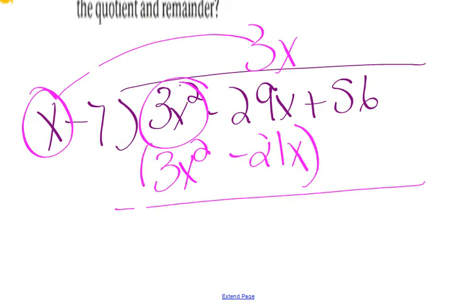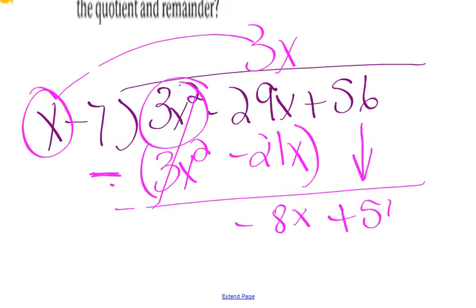Now put parentheses around them, and we've got to subtract it. So 3x squared minus 3x squared goes to 0. Negative 29x minus negative 21, so a minus and minus goes to plus. That's going to leave us with a negative 8x. And carry down your next term, plus 56. Okay, is everybody with me? Am I going too fast?